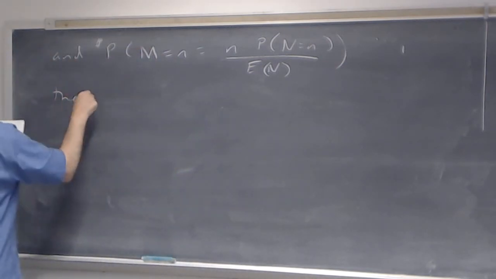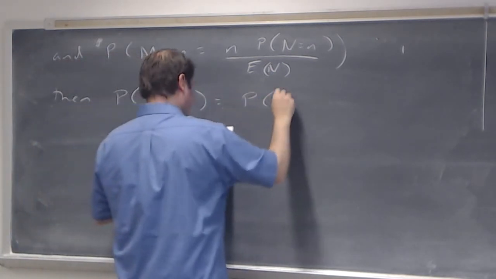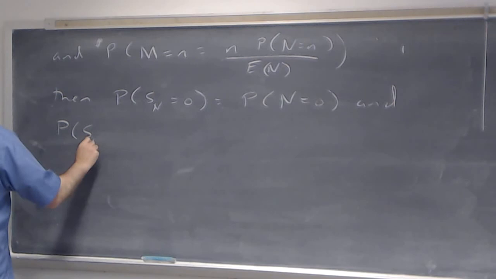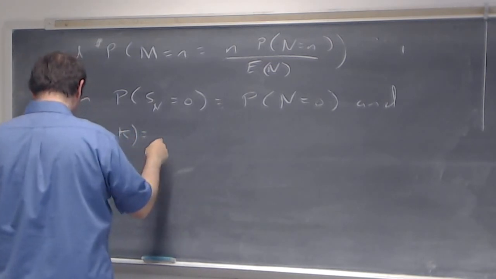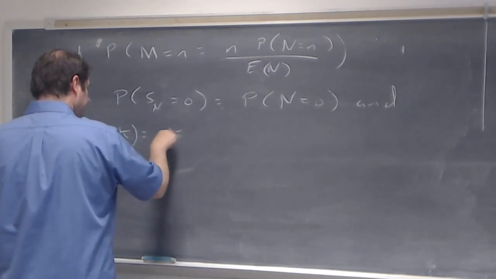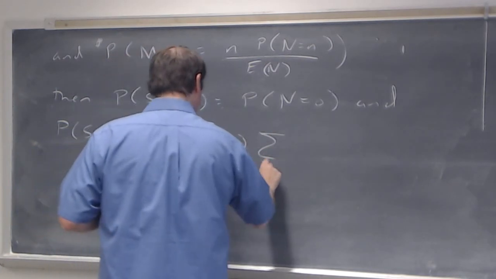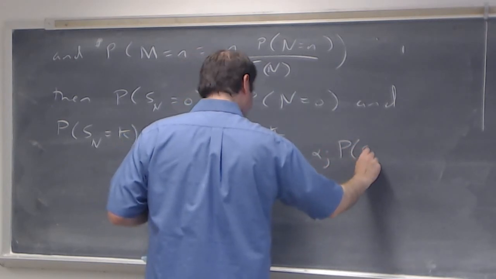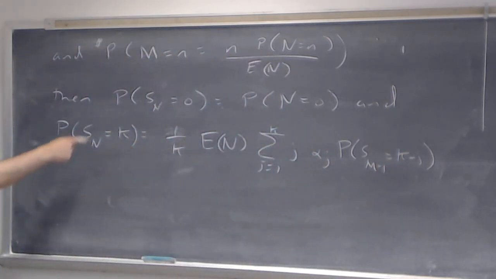Then, the probability that S sub n equals 0 is equal to the probability that n equals 0, and the more telling statement is that the probability that S of n is equal to k, for k bigger than 0, is equal to 1 over k times the expected value of n, times the sum as j runs from 1 to k of j times alpha sub j times the probability that S of m minus 1 equals k minus j. So that's what we want to prove. This part's easy. Okay, here's the proof.